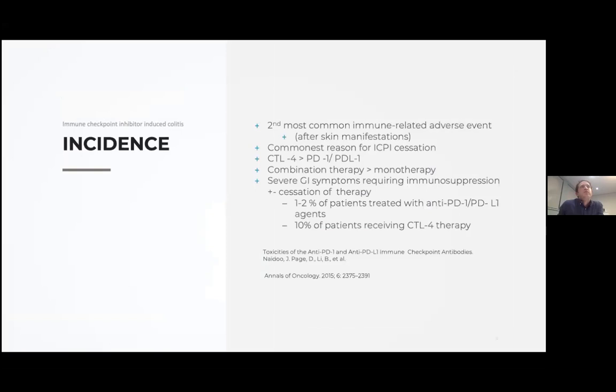Just in terms of diarrhea and colitis, again, it's very common. It's the second most common after skin manifestations. In the literature, it's the commonest reason for checkpoint inhibitor cessation. The earlier agents, as I said, the CTLA4s, are more common than the later agents. Combination therapy is more common than monotherapy.